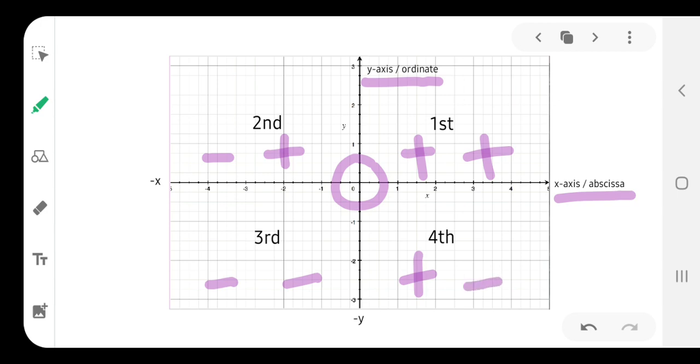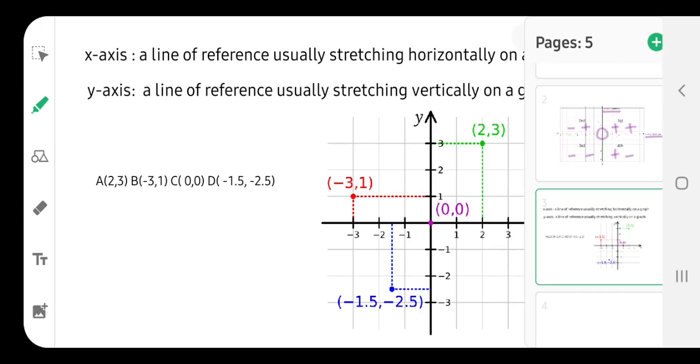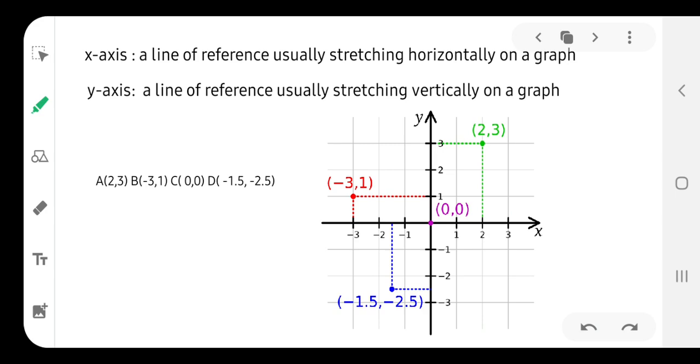Now we will plot some ordered pairs on the graph like this. Okay, so we have four ordered pairs here: (2, 3), (-3, 1), (0, 0), and (-1.5, -2.5). Before plotting these points on the graph, I will tell you that the first value of an ordered pair represents the value of x, and the second value of an ordered pair represents the value of y.